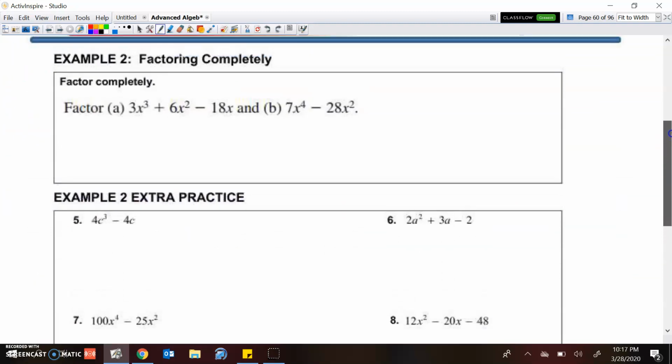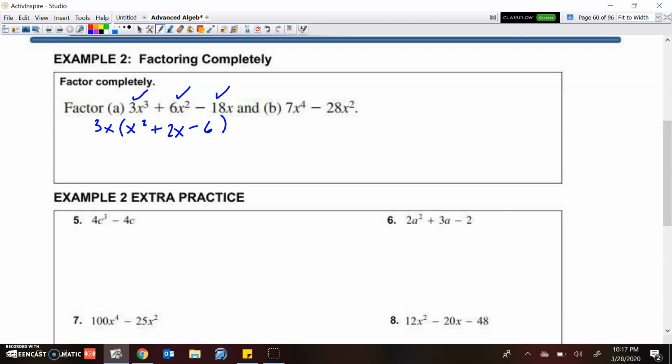Okay, we're going to stop at that. So factor these completely. First step, I look for a GCF, and I notice 3 goes into everything. And they each have at least one x, so I can only pull one x out, and let's see what's left. 3x times x squared is 3x cubed. 3x times 2x is 6x squared. And 3x times negative 6 is negative 18x. Okay, so I've pulled out a GCF.